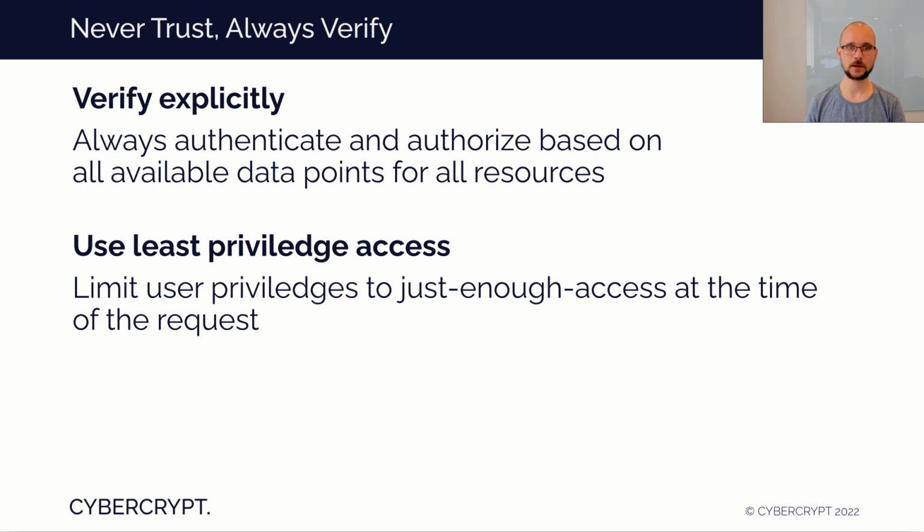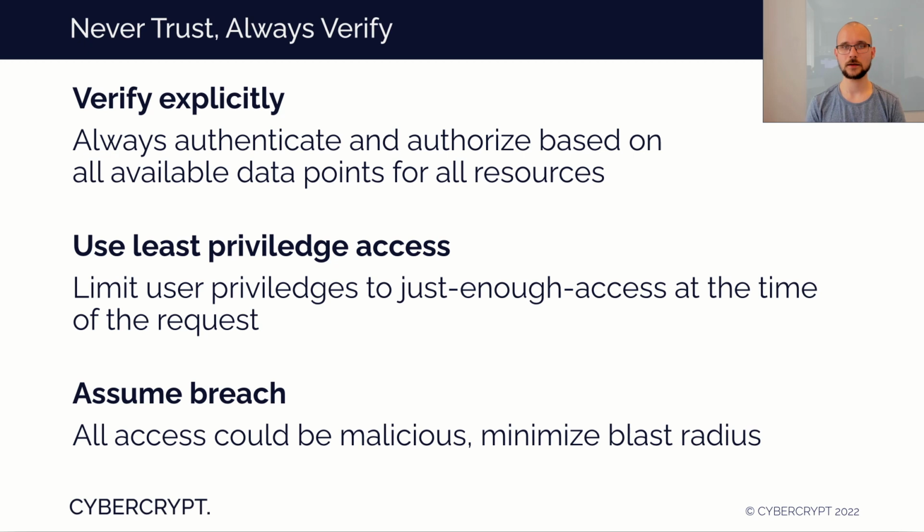And finally, the last pillar here is to assume a breach. What this means is that you should assume that all access could be malicious. So at any point where anyone is trying to do anything, you should think, okay, what would happen if this was actually a malicious actor trying to do something bad? What can we do to then minimize the blast radius of such an incident?